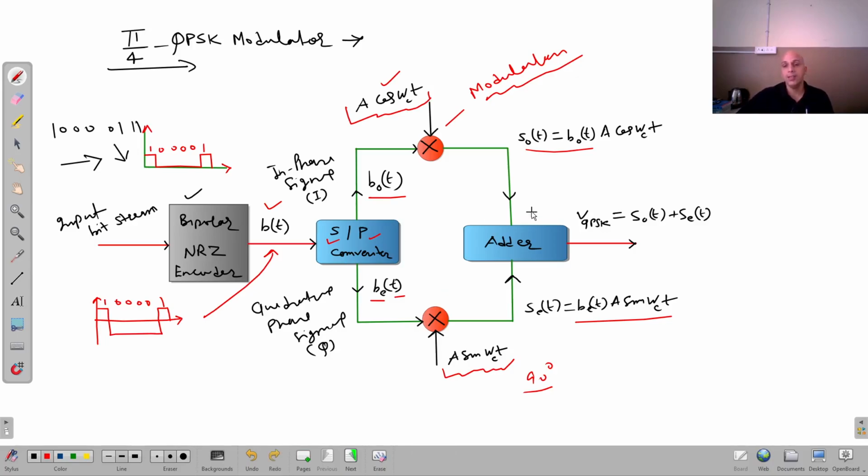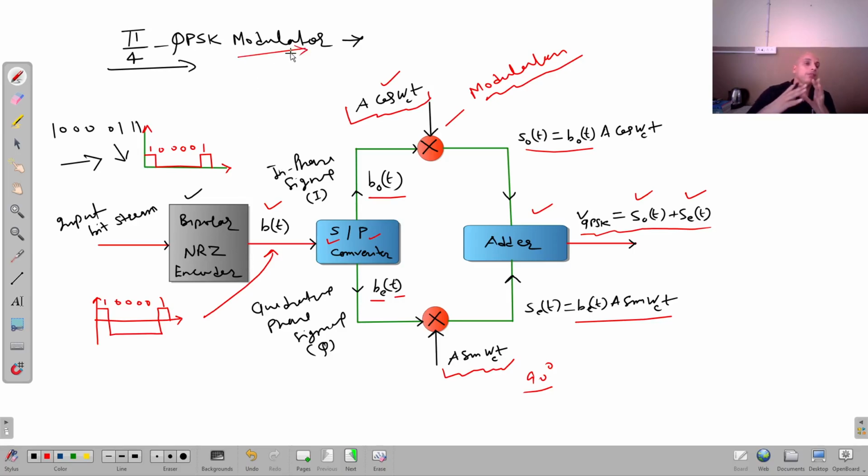You can see here I am using an adder. The resultant signal is a π/4 QPSK signal, that is S_odd(t) and S_even(t). They are represented here. So this is the way of working of this π/4 QPSK modulator.